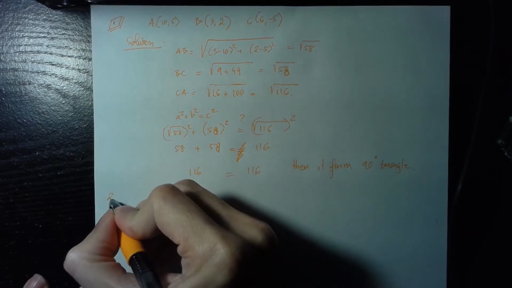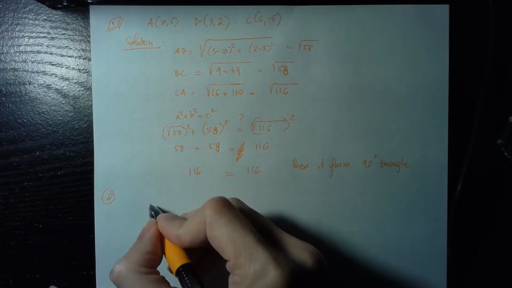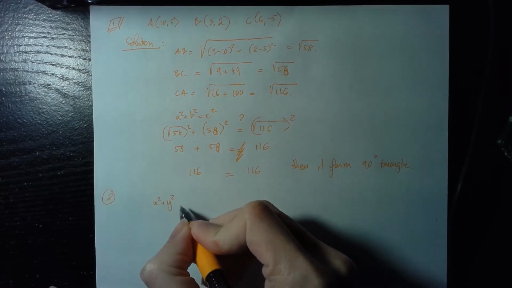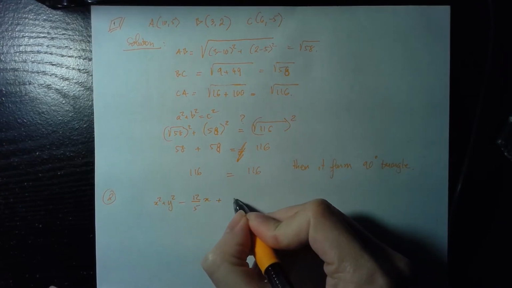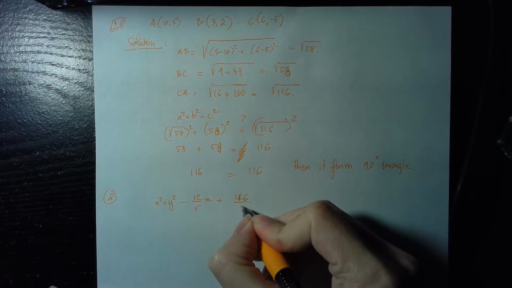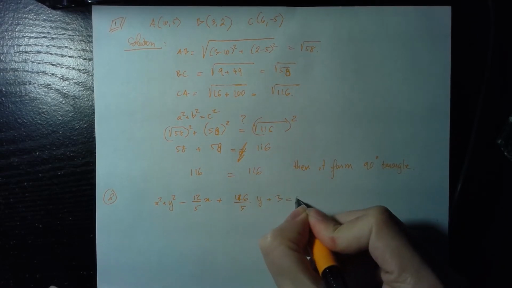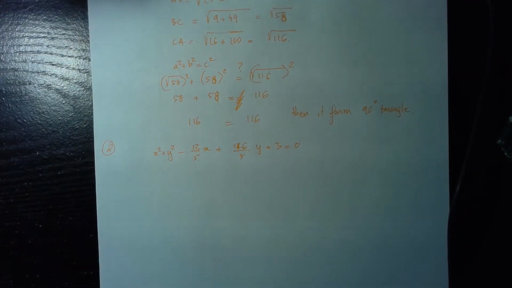On number 2, I give you the general form of the equation of a circle, and I want you to convert this general form to standard form. The strategy to do this is that we have to use the completing the square method to convert between general form and standard form.